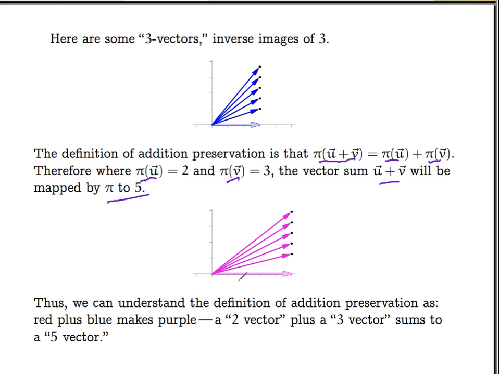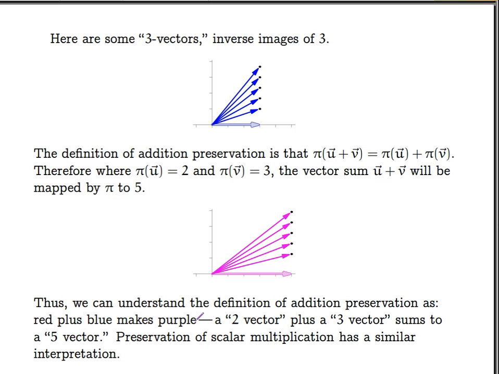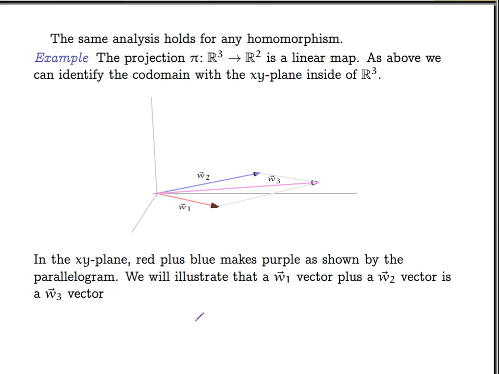Okay, we can understand the definition of addition preservation as red plus blue makes purple. A 2 vector plus a 3 vector sums to a 5 vector. The same analysis holds for any homomorphism.